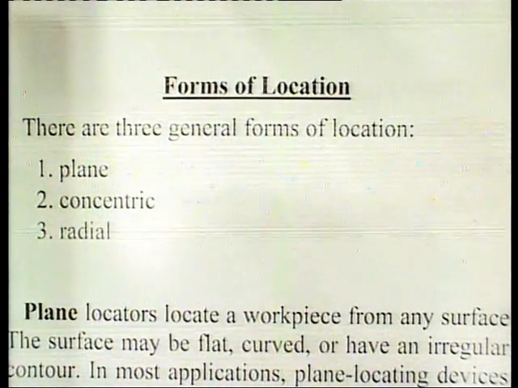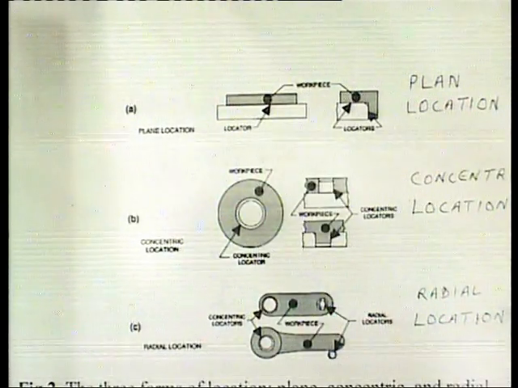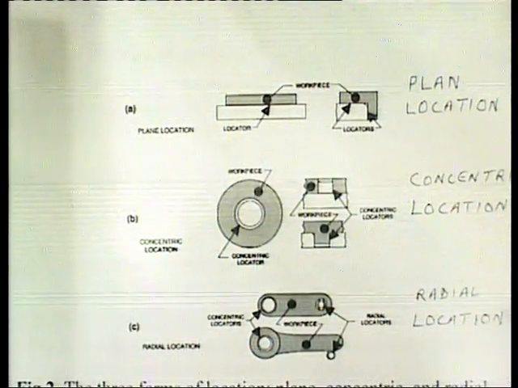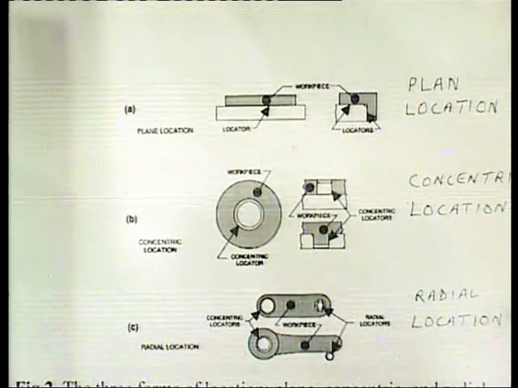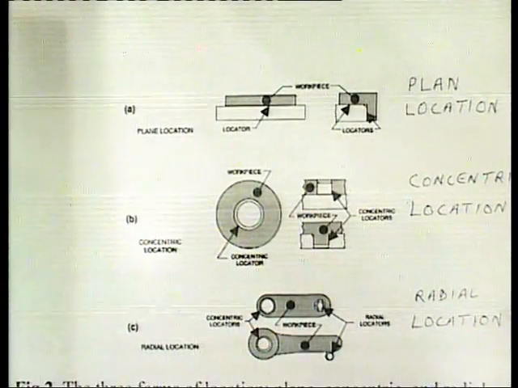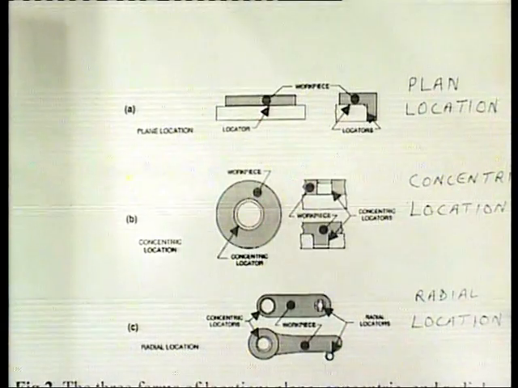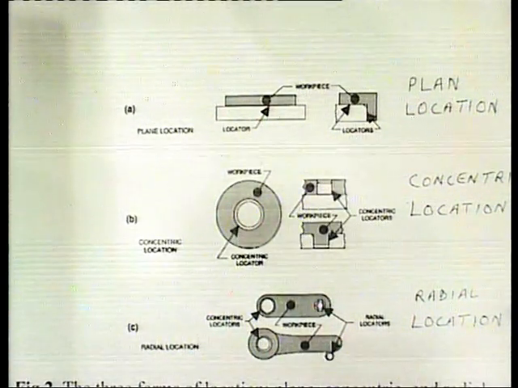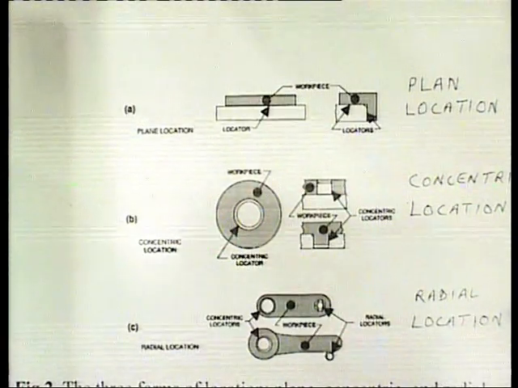For example, in figure 2a, here we can say that this is an arrangement of a plane locator, and figure 2b is a concentric locator. Similarly, in figure 2c, we can show a radial locator.